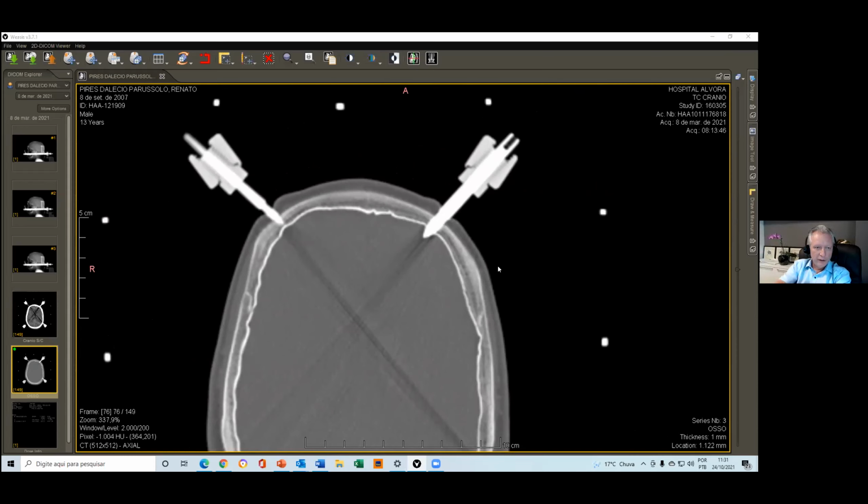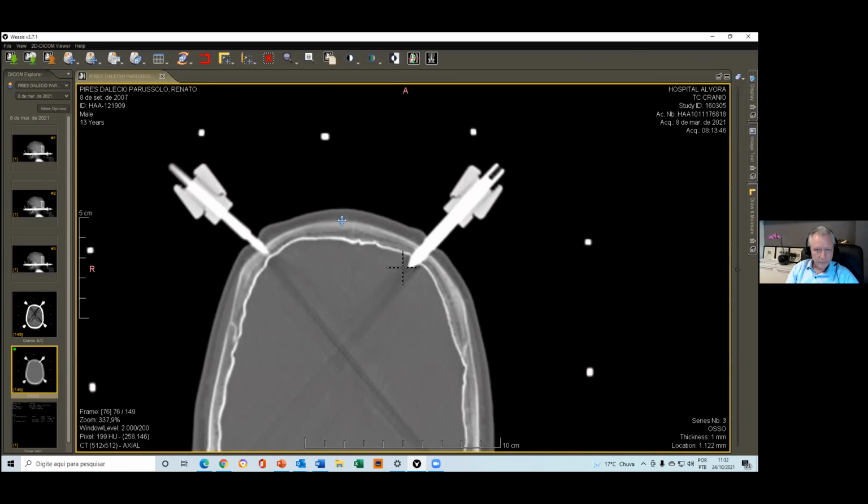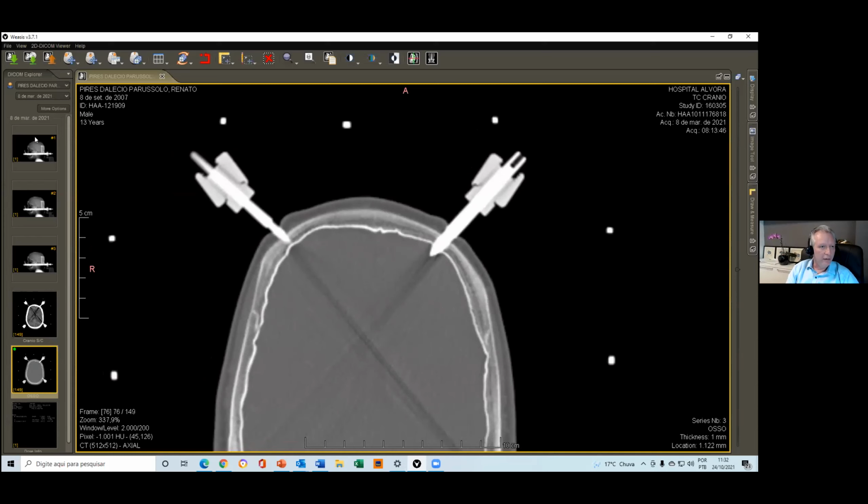Most of you would recommend reposition the pin and repeat the CT in an hour, or simply go ahead and remove the frame. But contrary to your suggestions, we decided to go ahead with the procedure. And we had an uneventful centromedian DBS implantation.